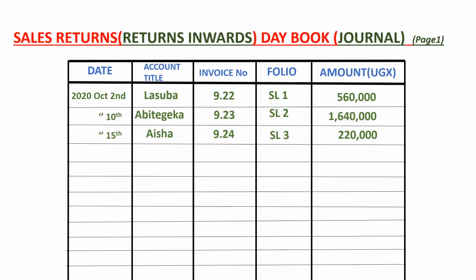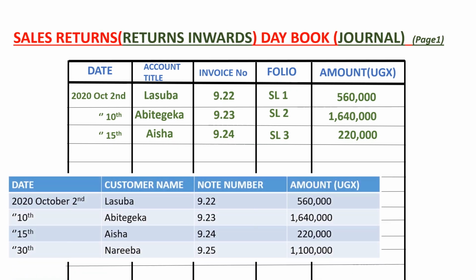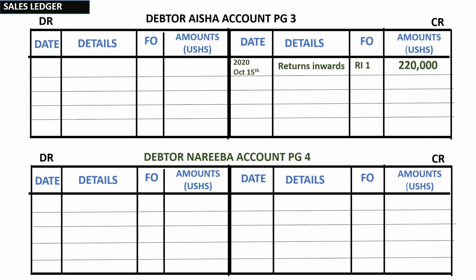So finally, our final transaction on 30th, it was Nareba who brought back goods. So we shall go back and do so on 30th. It was Nareba. The credit note number is 9.25, and the amount that was brought back is 1,100,000. And definitely we'll go to Nareba's account and do just like we've been doing before. We shall credit his account with 1.1 million.